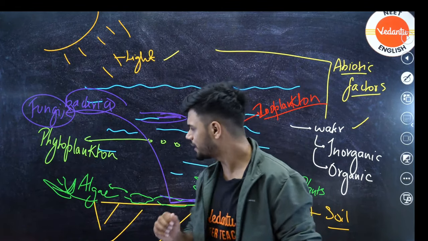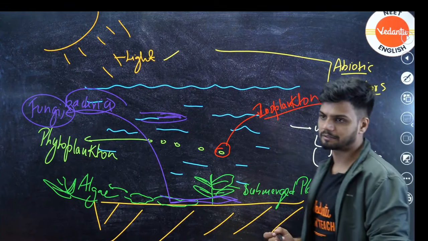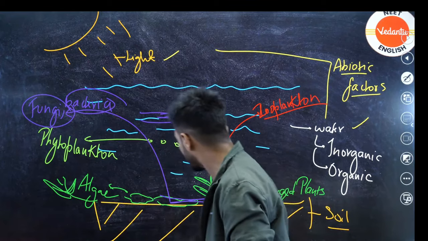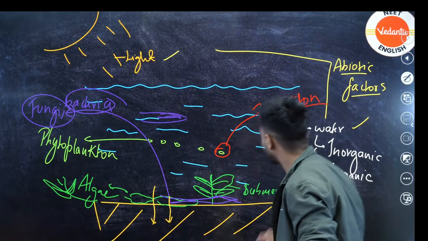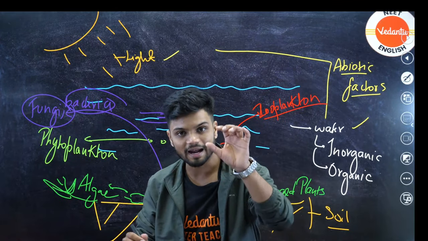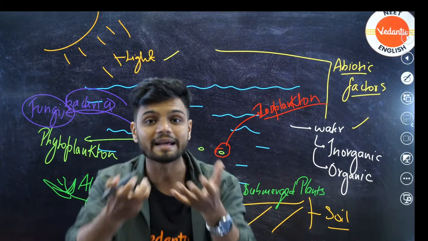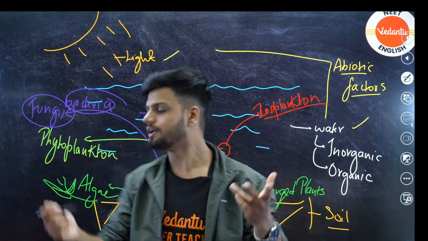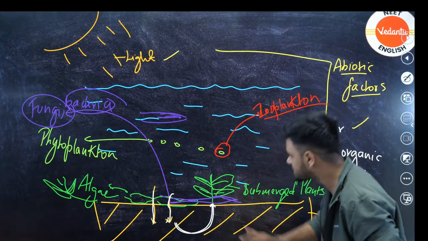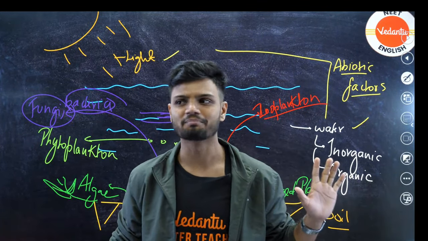Clear? Now, when the decomposers completely break down the organic matter, will it go back to the soil? Yes, sir. And that inorganic matter going back to the soil, can it be taken up again by the plants? Yes, sir. That is called what? That is called nutrient cycling.